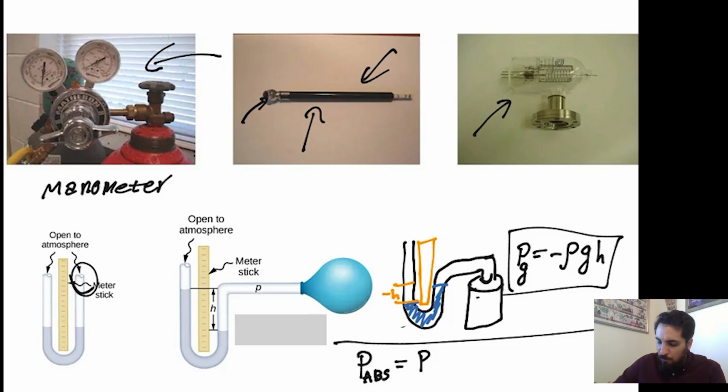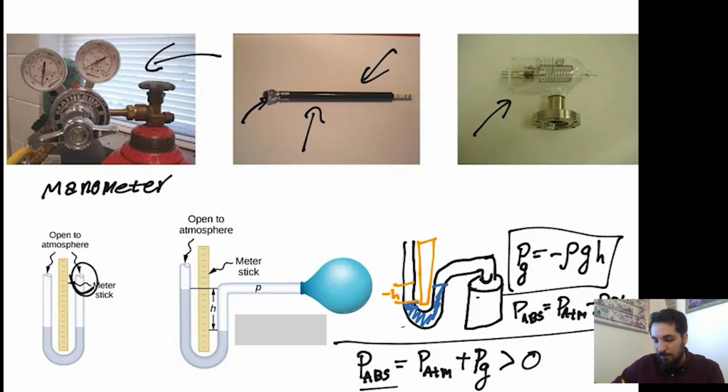And how do we find it? Well, we take atmospheric pressure and we add to it the gauge pressure. So in this case, the absolute pressure is equal to the pressure of the atmosphere minus rho GH. And what's important is that this can never be less than 0. This is always going to be a number greater than 0. You cannot have negative pressures. You can only have positive pressure, hence the term absolute. So this is our absolute pressure, and this is how it relates to the gauge pressure.